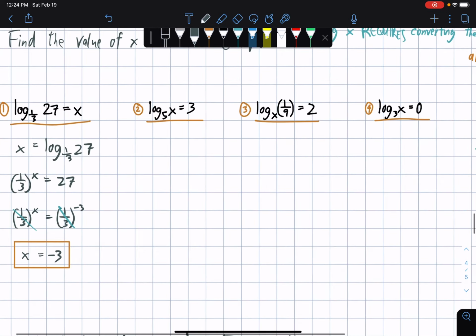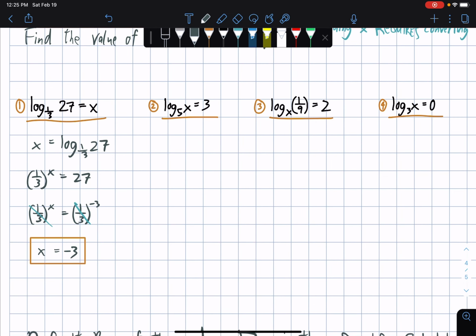Right, for number 2, log sub 5 of x is equivalent to 3. What's on the left will be on the right, what's on the right will be on the left. I'm trying to be repetitive this time so that you may not forget this technique. It's really an integral technique that you have to know. Okay, convert this to exponential. 5 raised to 3 is equivalent to x.